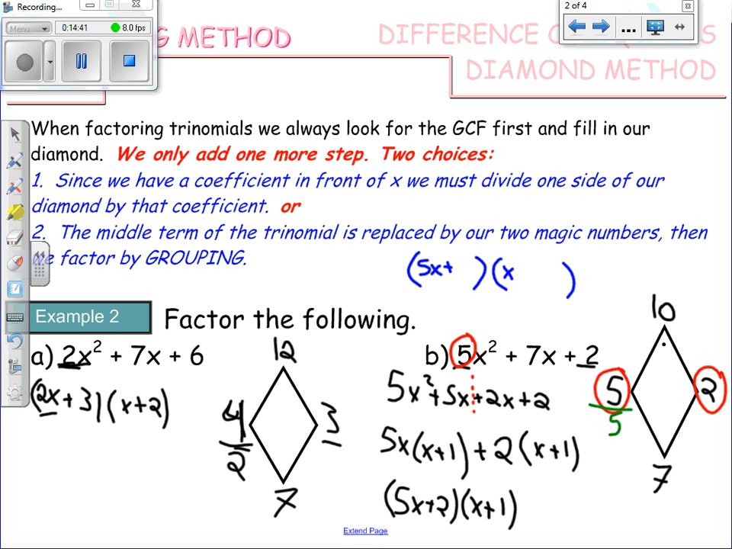What goes right here, guys? 2. The one that you didn't divide by. So whichever number you didn't divide by goes here. 2. We didn't divide the 2. On the right-hand side, what goes in this second spot? Plus 1. Whatever's left over from 5 divided by 5.